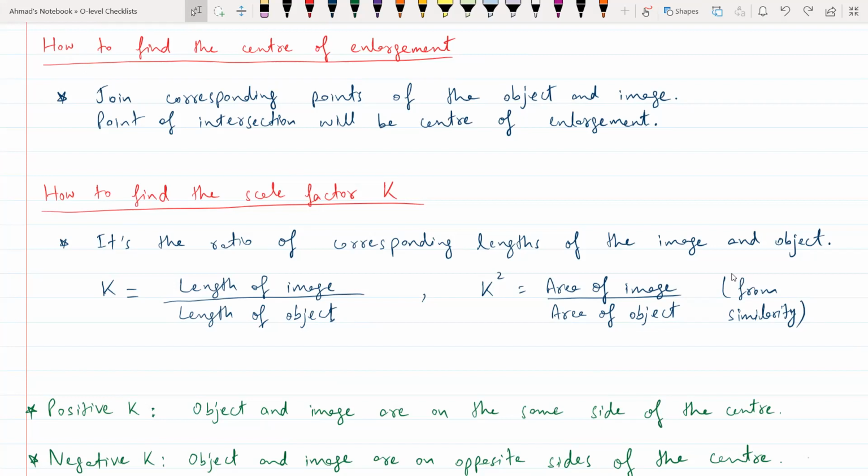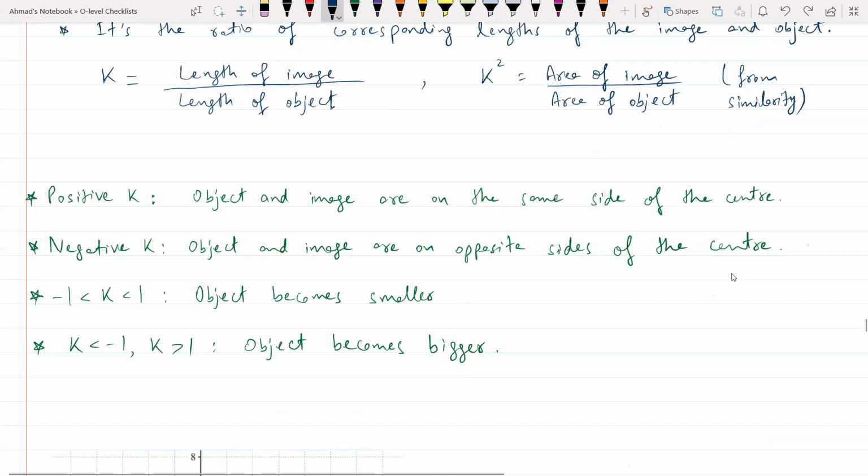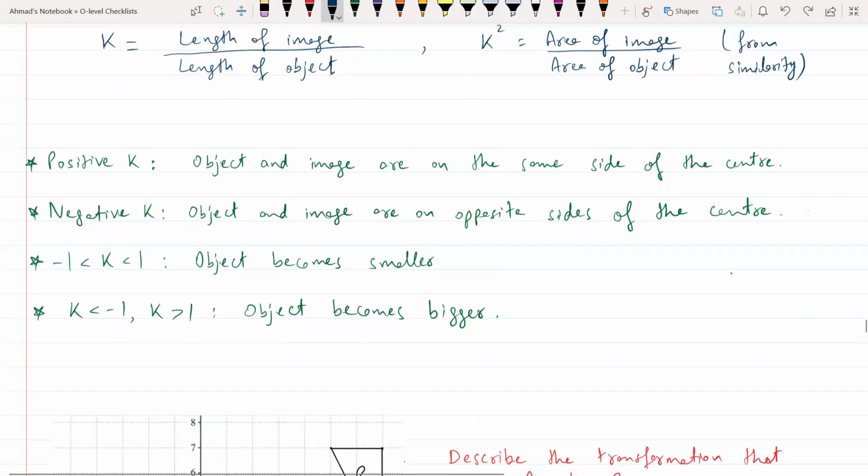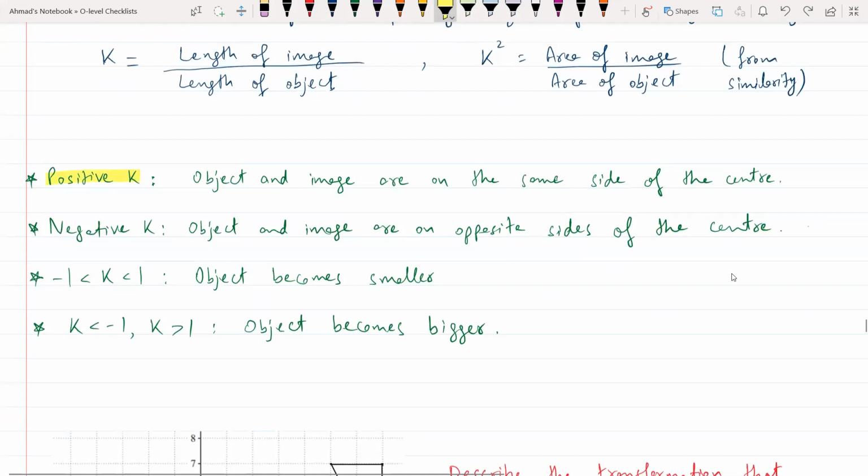और यहाँ पे अगर वो सेंटर के ऑपोजिट साइड्स पे तो नेगेटिव होगा, अगर सेंटर के सेम साइड पे तो पॉजिटिव होगा. ठीक है, सो पॉजिटिव k is when the object and image are on the same side of the center. Negative k is when they are on the opposite side of the center. जब नेगेटिव k होता है ना, आपकी फिगर इन्वर्ट भी हो जाती है, उल्टी हो जाती है फिगर नेगेटिव k के केस में.